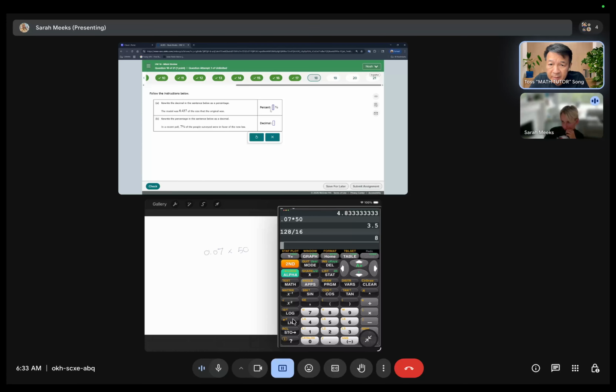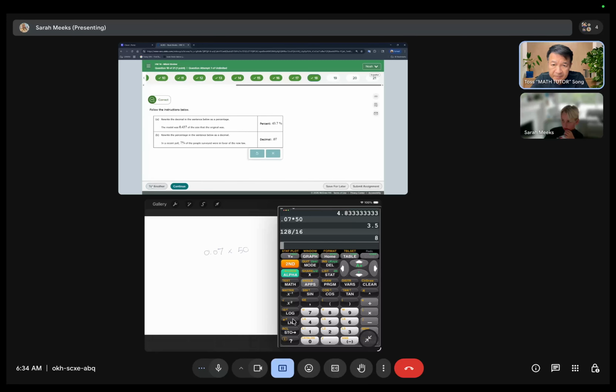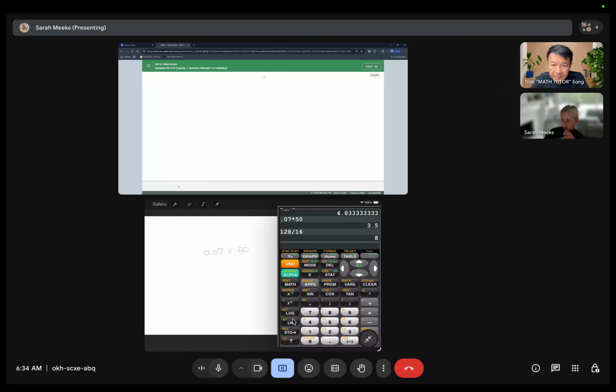But okay, this one, write the decimal in the sentence below as a percent. Oh, the A is only 43.7%. You only move 2 decimal places over to the right. So where it lands is, yeah. What about this one? Oh, it's 0.07. You got to move 2 places over to the left. Yeah, you need a placeholder. You okay? Yeah. Okay, good.